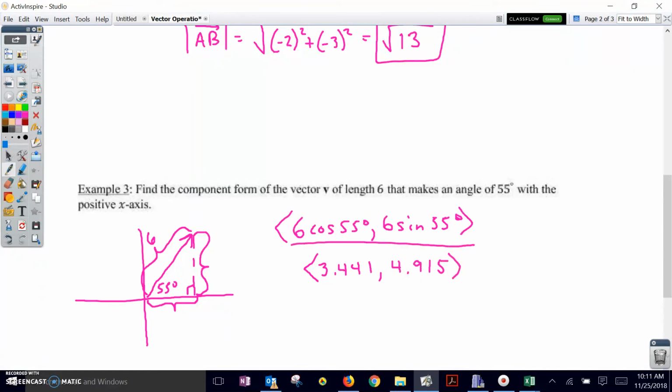And there's the component form of a vector with magnitude 6 that makes an angle of 55 degrees with the positive x-axis. Alright, that's where we're going to stop on this video.